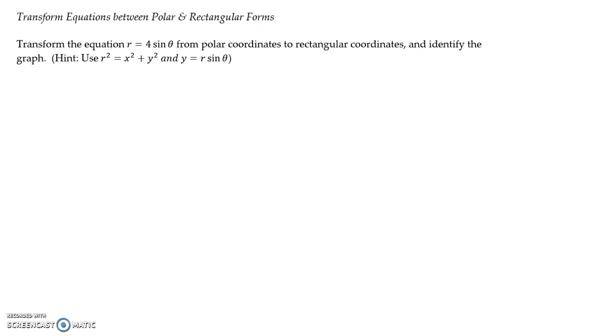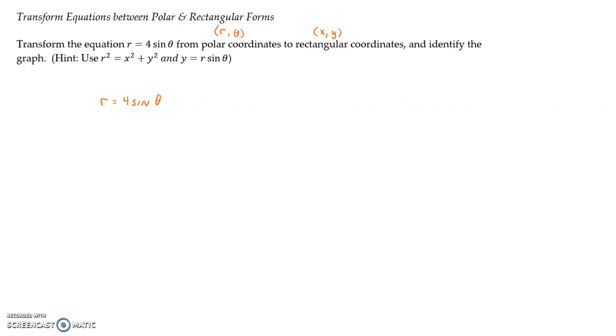In this example, we're going to be working with the equation r equals 4 sine theta. And we want to take this equation and transform it from polar coordinates into an equation that has rectangular coordinates. So what you see right now is an equation that has an r value and a theta in it. And we want to transform this to an equation that has rectangular coordinates, which means it's going to have an x and a y value, and the r and the theta are going to disappear.